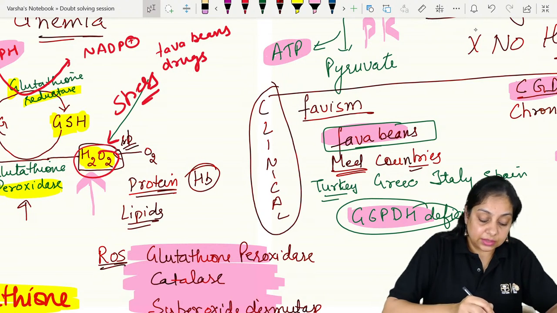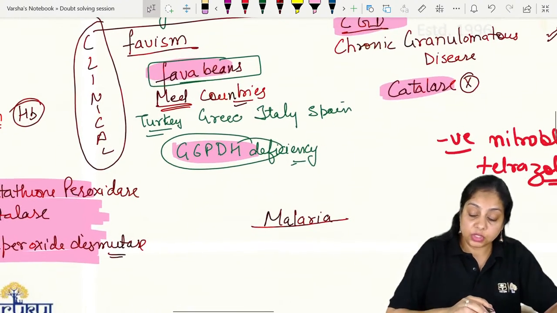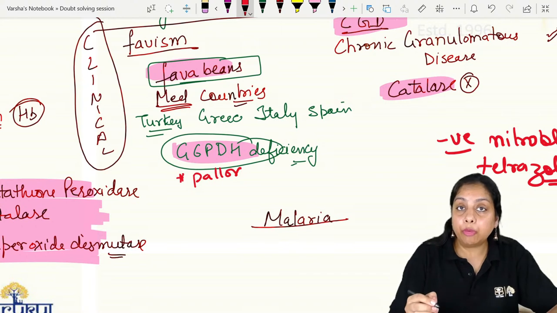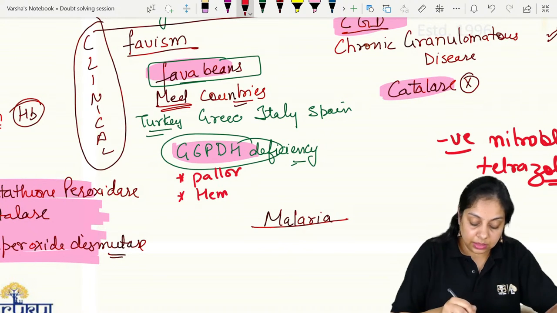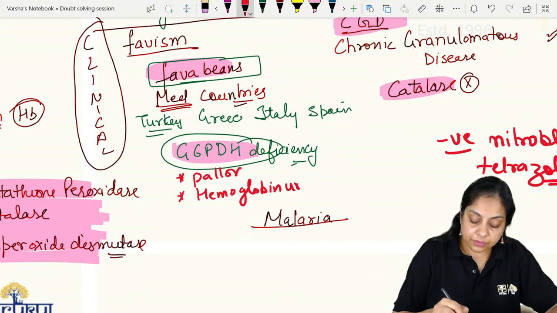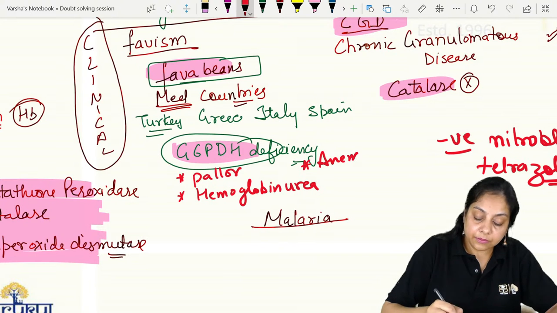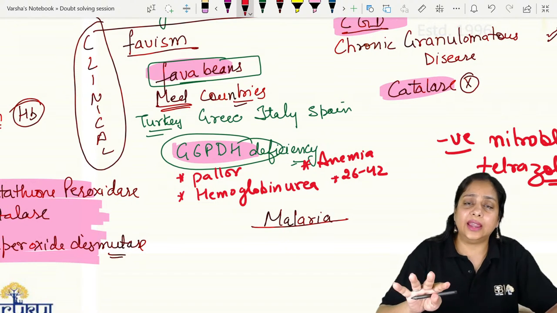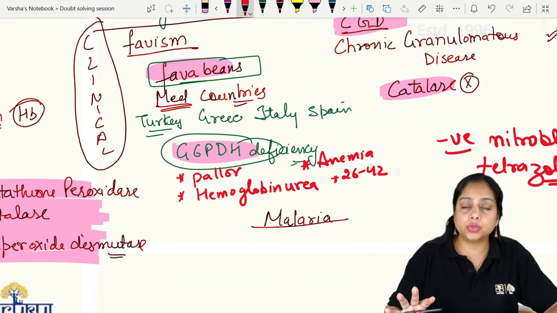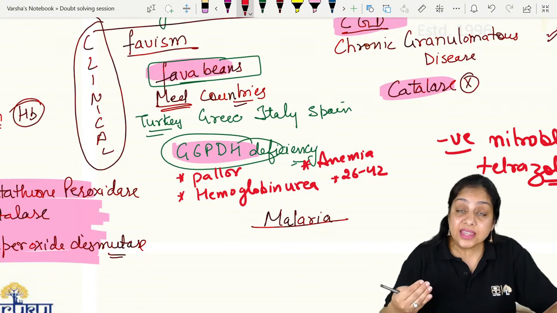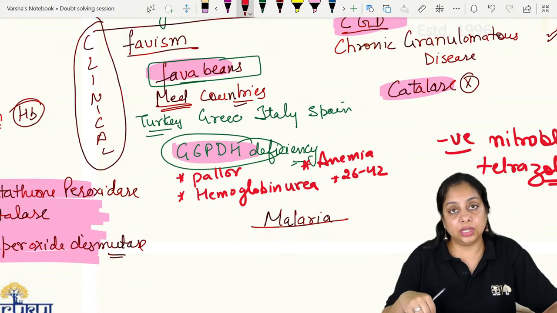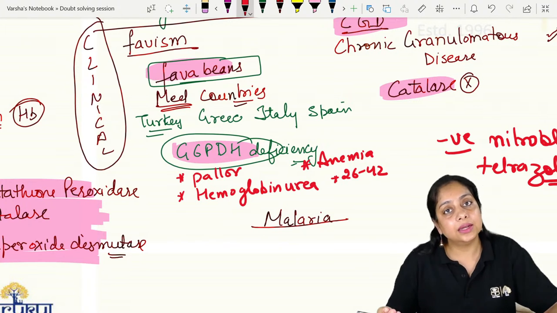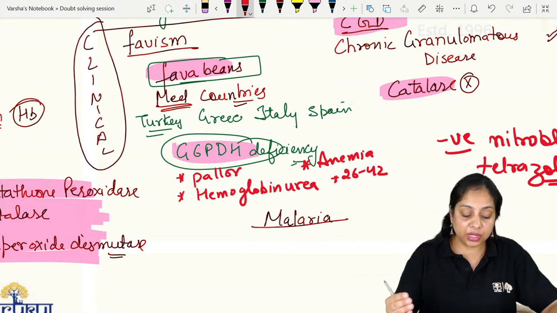A few drugs are also stressors that produce more hydrogen peroxide. So the patient will show symptoms such as pallor. Favism is another very important question for AIIMS. Hemoglobinuria, severe anemia, within 24 to 48 hours. Some books say 46, 44, just so you have an idea. Within 1 to 2 days the patient will start showing symptoms upon ingestion of fava beans, because there is no NADPH or less NADPH available to neutralize the free radicals. So that is another correlate.